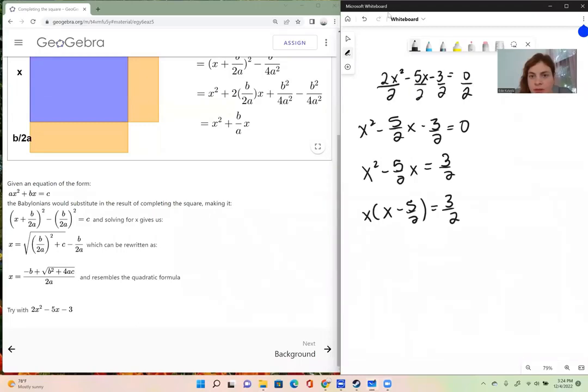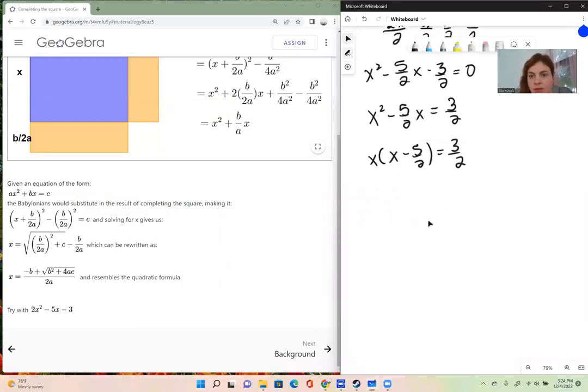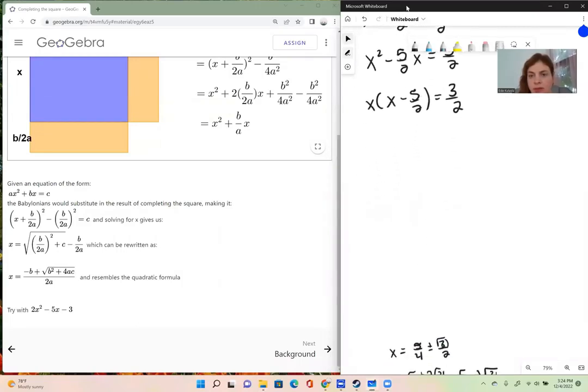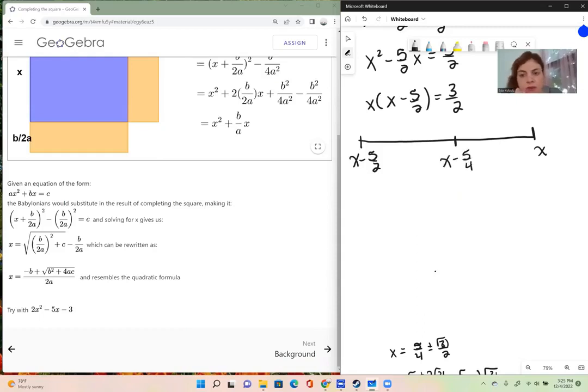And make a number line. We'll have x minus 5 over 2 on the left side, x on the right side. And in the middle, we have the midpoint of these, which is x minus 5 over 4. Reassign the variables. Firstly, I'll make the middle a.